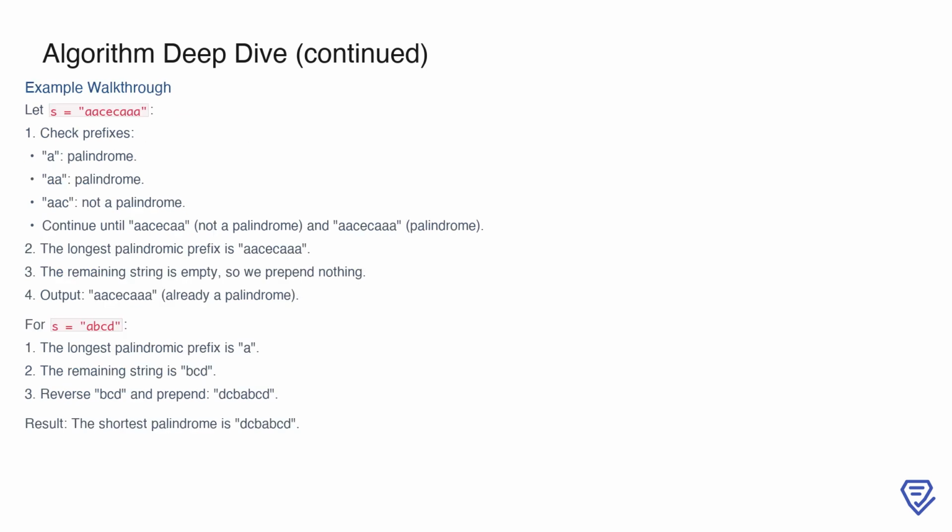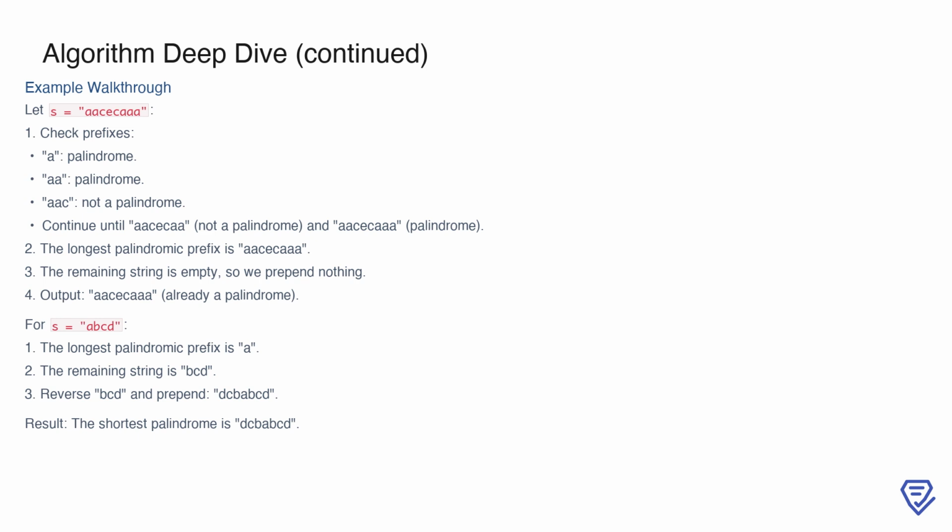Let's walk through some examples to see the algorithm in action. First, consider the string s equals AAACECAAA. Checking its prefixes, we find that A and AA are palindromes, but AAC is not. Continuing further, we find that the whole string is a palindrome, and since the remaining string is empty, no characters need to be prepended. The result is the same string, which is already the shortest palindrome.